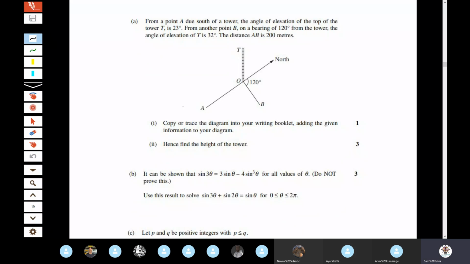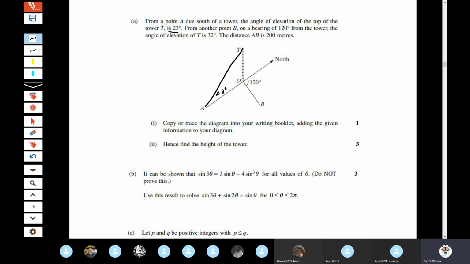All right, what do we have? From a point A due south of a tower, the angle of elevation of the top of the tower is 23 degrees. So from a point A due south of a tower, the angle of elevation to the top of the tower is 23. So draw it. Elevation is 23 degrees.